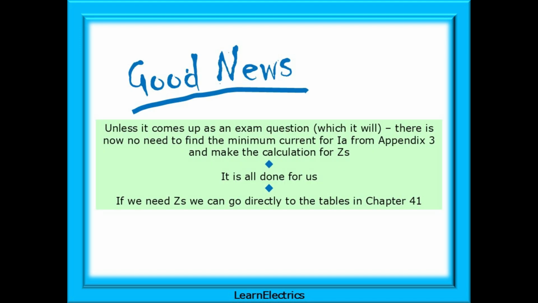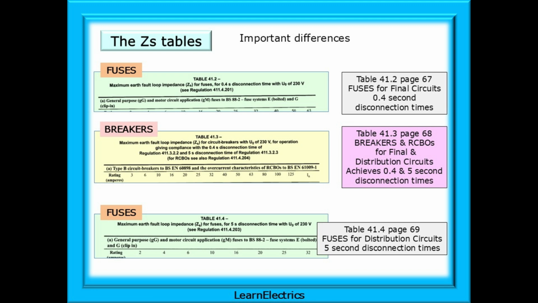And there is good news as regards calculating ZS from the tables in Appendix 3. Unless it comes up as an exam question, which it will, there is now no need to find the minimum current for IA from Appendix 3. It's all done for us in the tables. If we need ZS, we can now go directly to the tables in Chapter 41. The tables are on pages 67 to 69, and it is important that we recognise the differences between them.